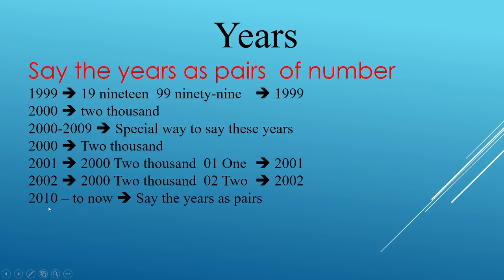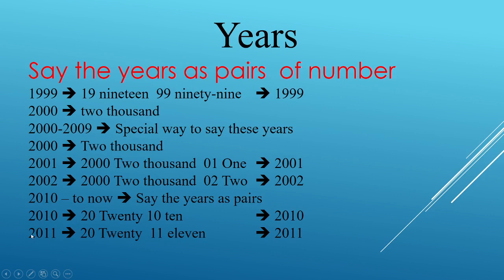Now, as we reach this year to right now, to the present, we say the numbers as pairs again. We say the years as pairs. So, for example, for this one, we say 20 right here, and then we say 10. 20, 10. This one will be saying 20, 11. So how would you say this year? You will say this year by saying 20, 21. See how it is? So 20, 21. And then for the next year, you'll just be saying 20, 22.